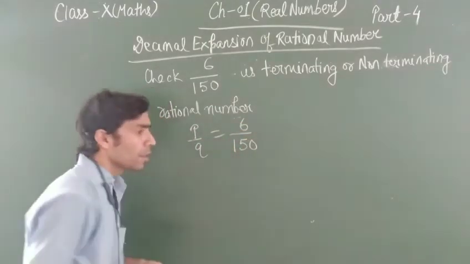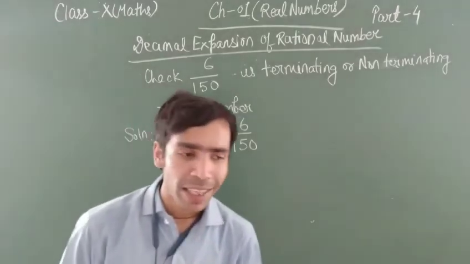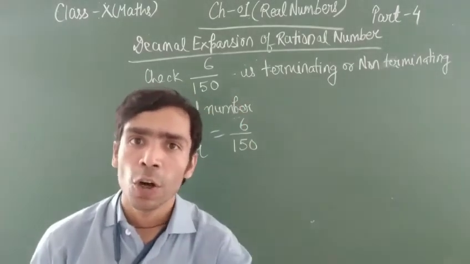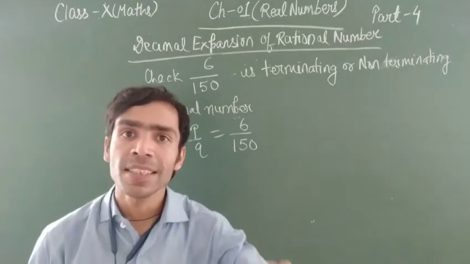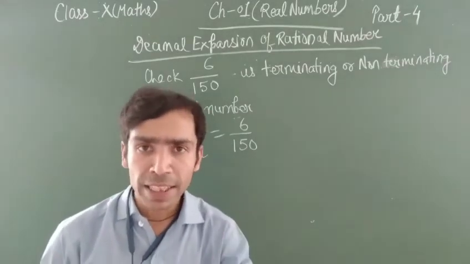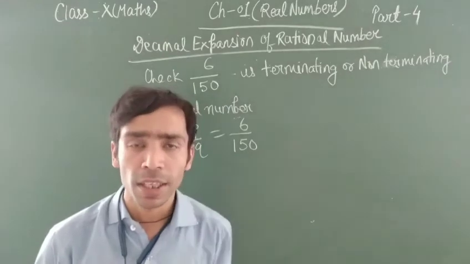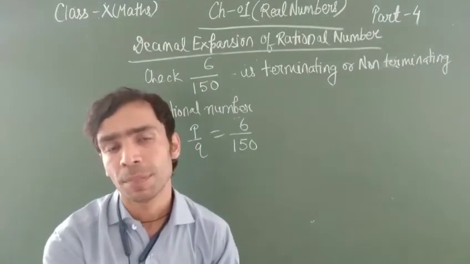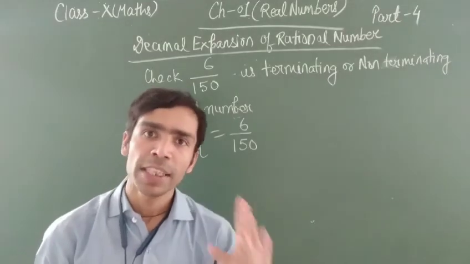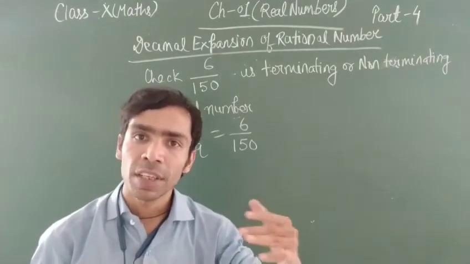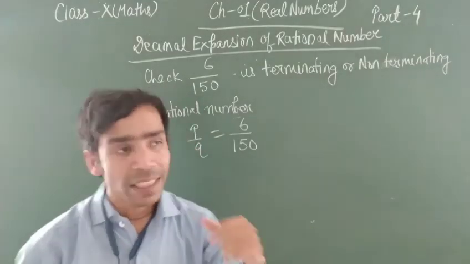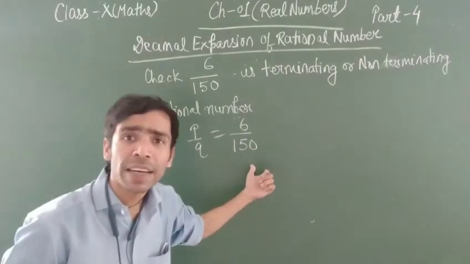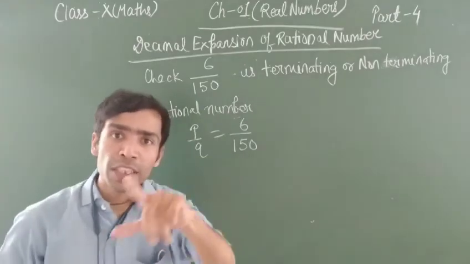Now student, one thing you should keep in mind is that whatever p upon q is given, you should check whether it is simplified or not, meaning it should be in simplified form. After that we go through the remaining process. First step is that you have to see whether it is simplified or not. In the previous question it was simplified, so we directly applied the method. But in this question you can see 6 upon 150 is not simplified. So first you need to simplify it.